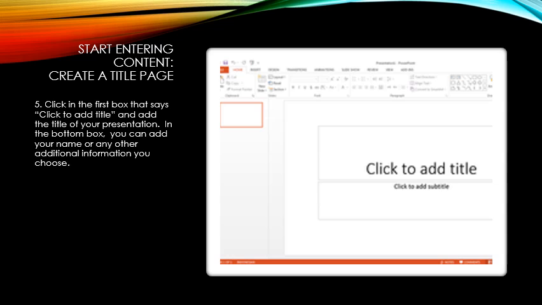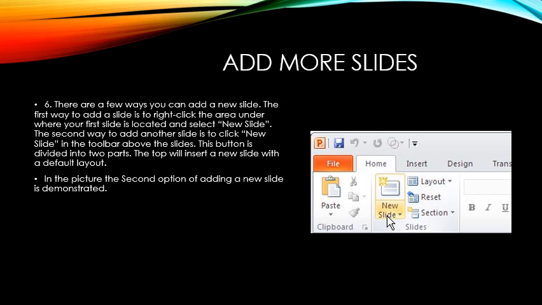To start off, we are going to start with the basics of adding a title. We'll hit click to add title and then add the title of our presentation. In the bottom box, you can add your name or any additional information you choose, such as the course, professor's name, or the date. With every PowerPoint presentation, there are multiple slides.